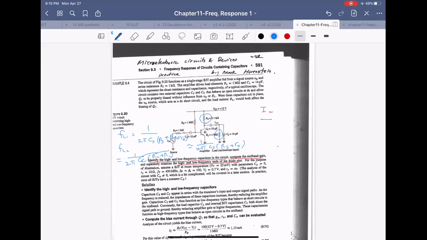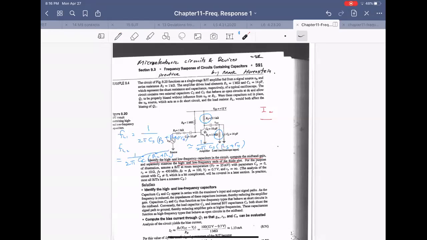Okay. And at low frequency, the CL is open. Impedance so high, we can ignore that. It's an open circuit. So we have to only consider RC and RL. Okay.